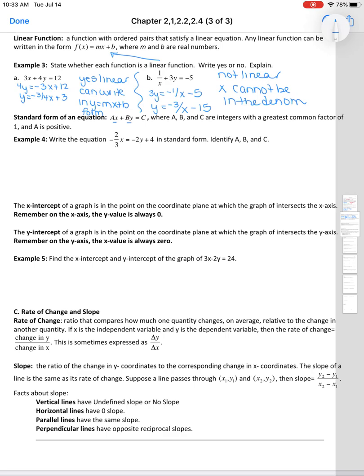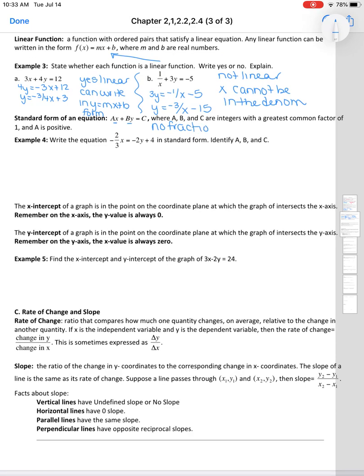All right, example number 4 is going to talk about something called standard form. So when we write something in standard form, looking above, we have the x, the y on the same side, and the constant is solo by itself. Okay, a, b, and c have to be integers with the greatest common factor of 1, and a has to be positive. So nothing can be a fraction, so maybe even add that. So we have no fractions, and a has to be greater than 0, so it has to be positive.